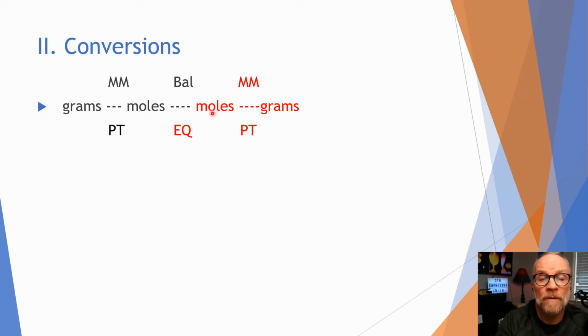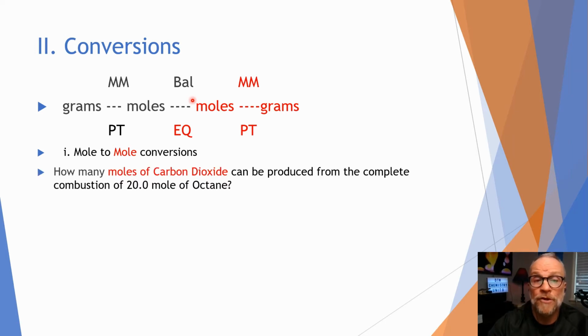And then once we get to moles, then we can do a number of different things there. We can change it to grams, or in the next unit we'll talk actually about changing those moles into volumes of gases as well. Okay, so we're going to start with these moles to mole type of conversions. And our first problem here says how many moles of carbon dioxide can be produced from the complete combustion of 20 moles of octane.